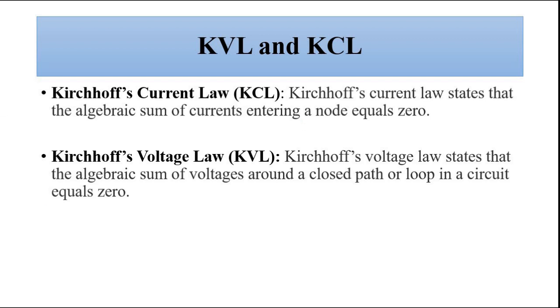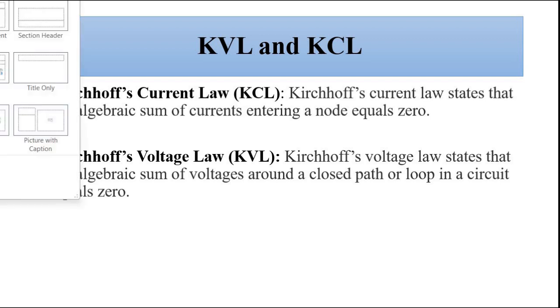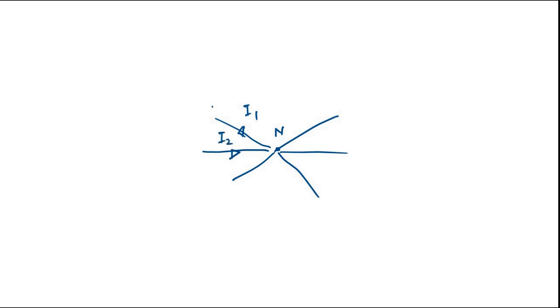Okay, so here, suppose we take a particular node. We have, let's say, 3 pathways which go out and 3 pathways which go in. This is the node. So this is I1, this is I2, this is I3, all directed inwards. And this is, let's say, I4, this is I5, this is I6.